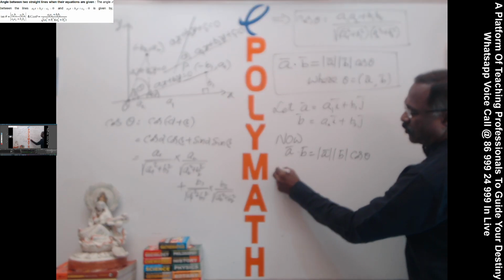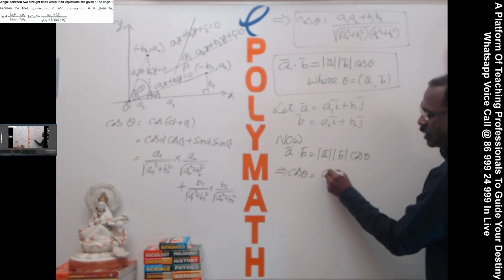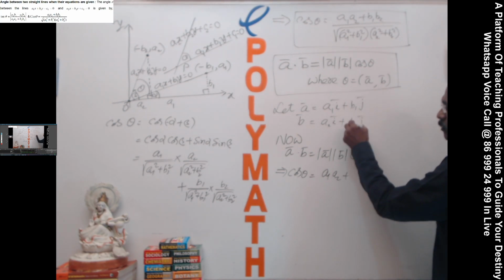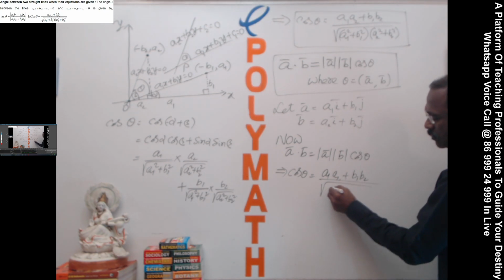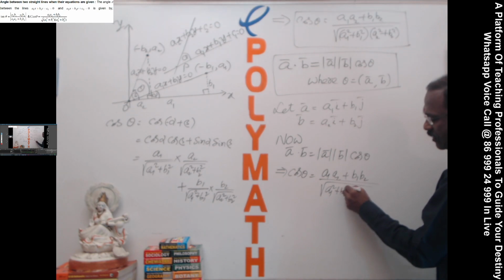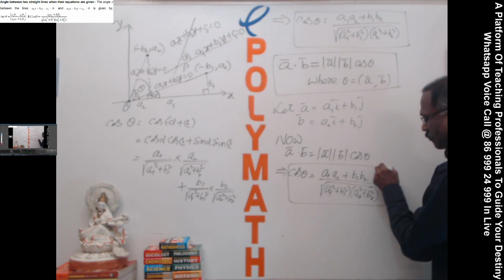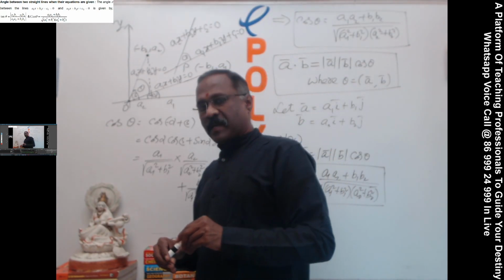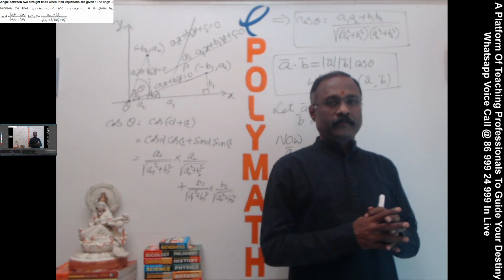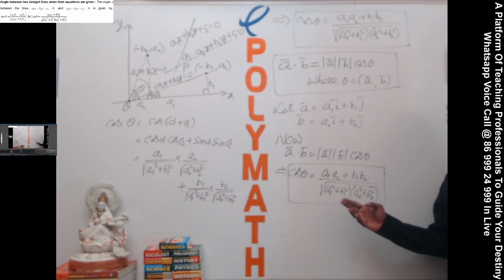Now, cos theta is equal to A bar dot B bar, that is A1 A2 plus B1 B2, divided by root over A1 square plus B1 square into root over A2 square plus B2 square, which is the modulus. This is got in very few simple steps. Cos theta formula. Okay.